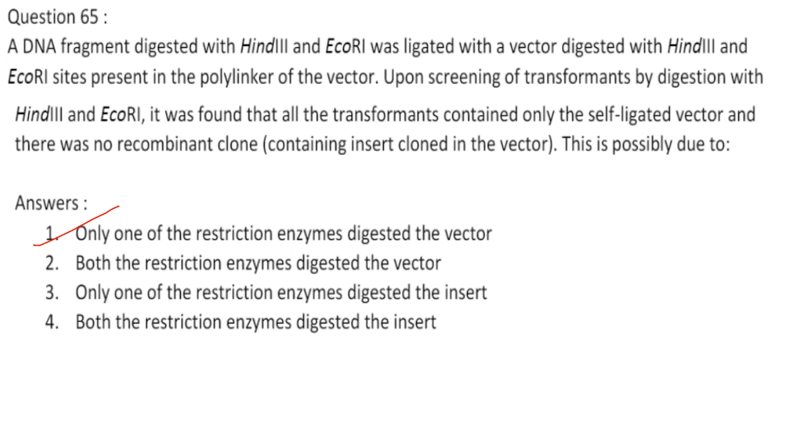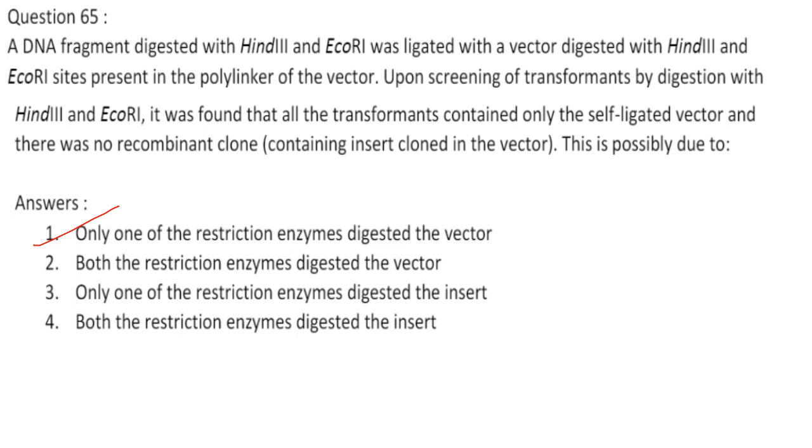A DNA fragment digested with HIND3 and EcoR1 was ligated with a vector digested with HIND3 and EcoR1 site present in the polylinker of the vector. Upon screening of transformants by digestion with HIND3 EcoR1, it was found that the transformant contained only self-ligated vector and there was no recombinant clone. This is possibly due to only one of the restriction enzyme digested the vector. That may be the answer.